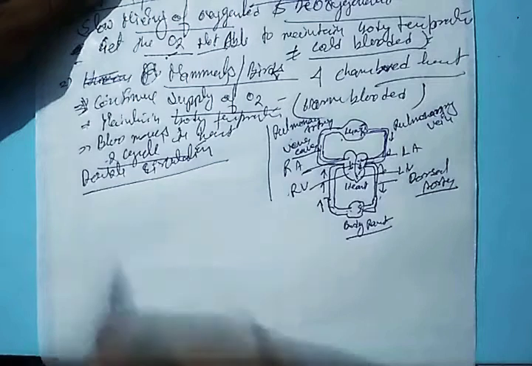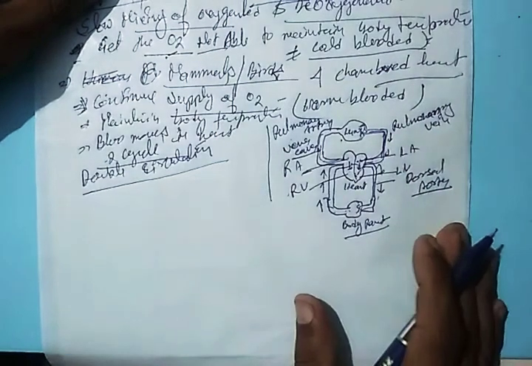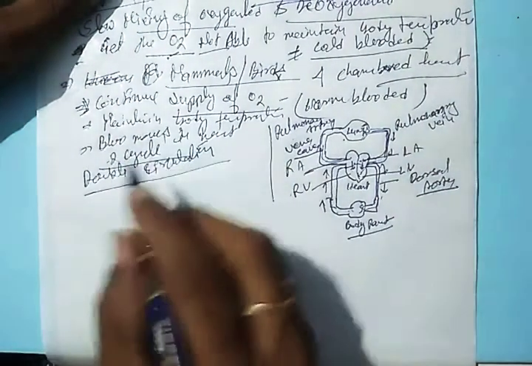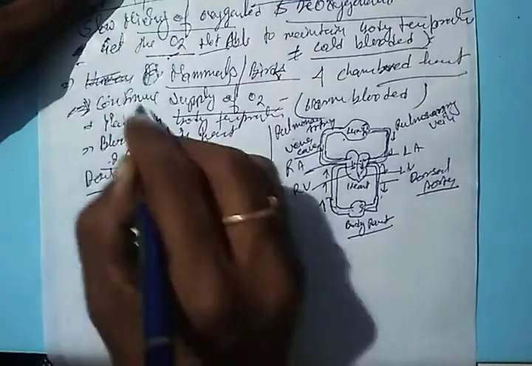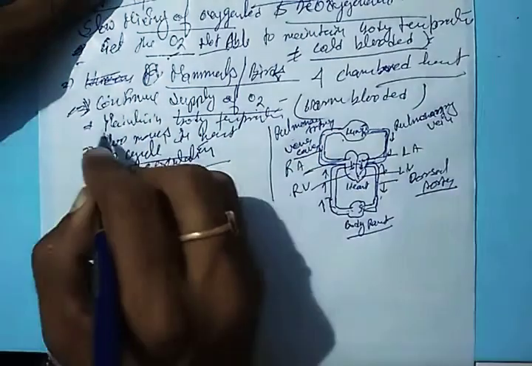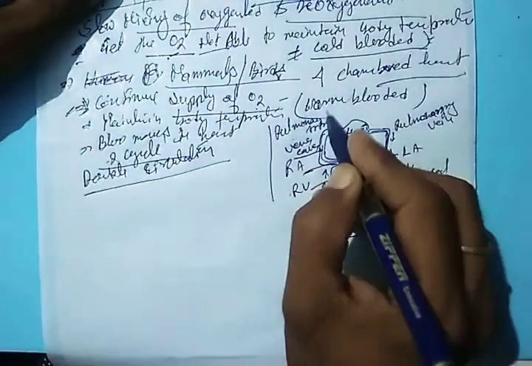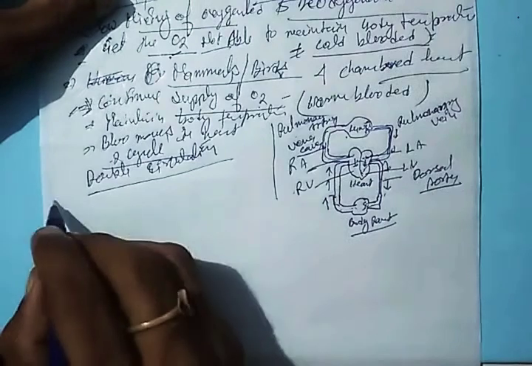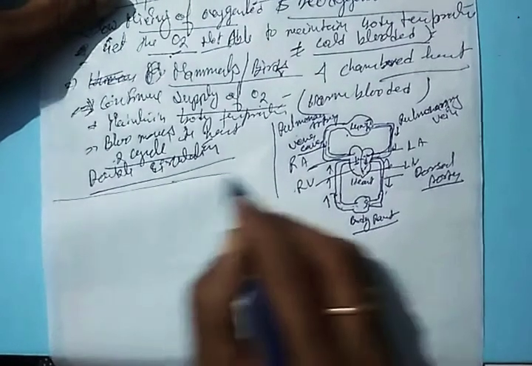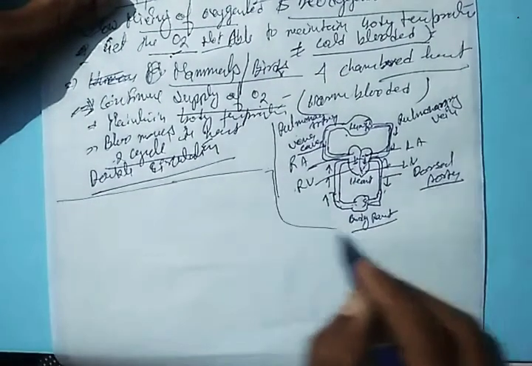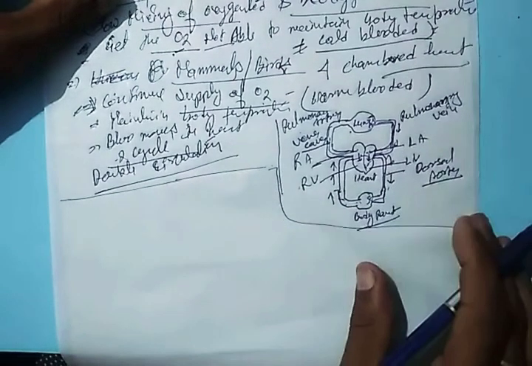That is called double circulation. Okay. What is the benefit of double circulation? Double circulation supplies a continuous supply of oxygen that helps to maintain the body temperature, and that's why these animals are called warm blooded. Okay. So I hope you easily understand this topic. Then we start with the new topic.